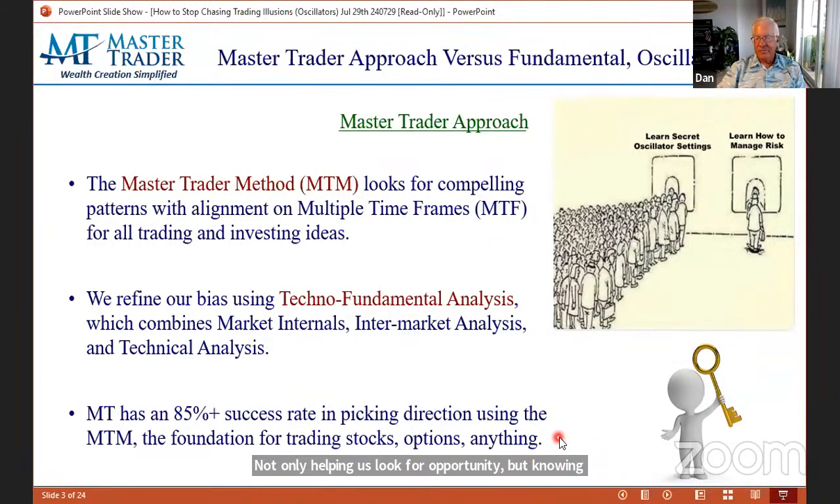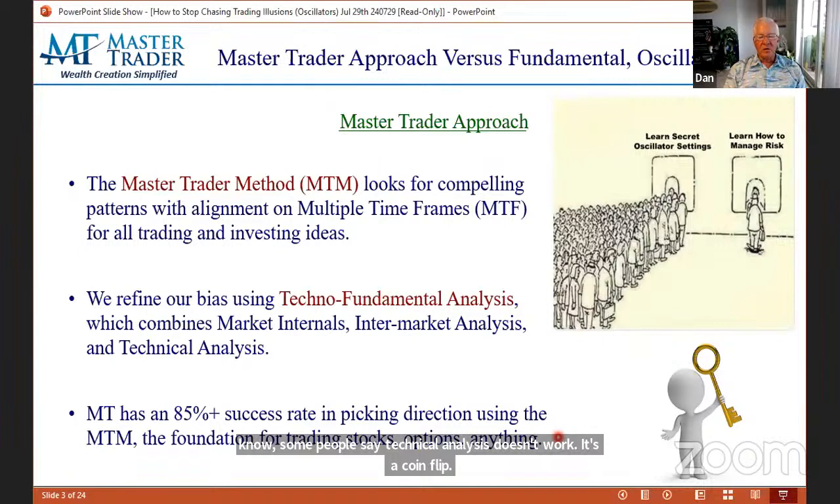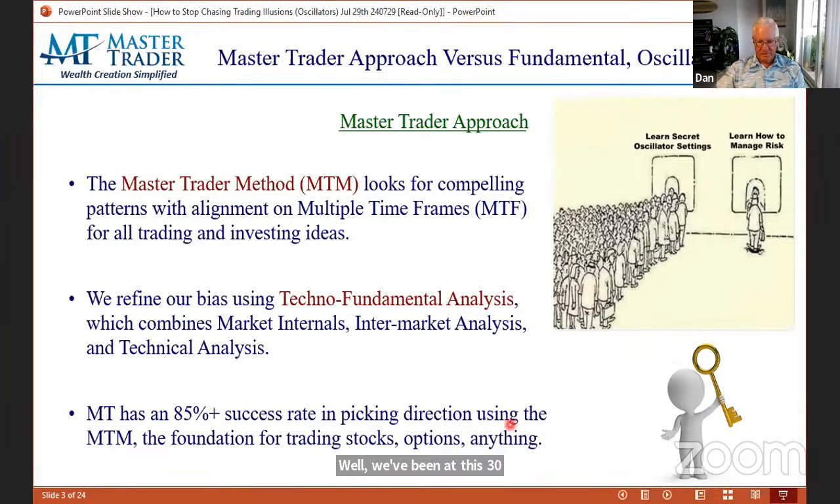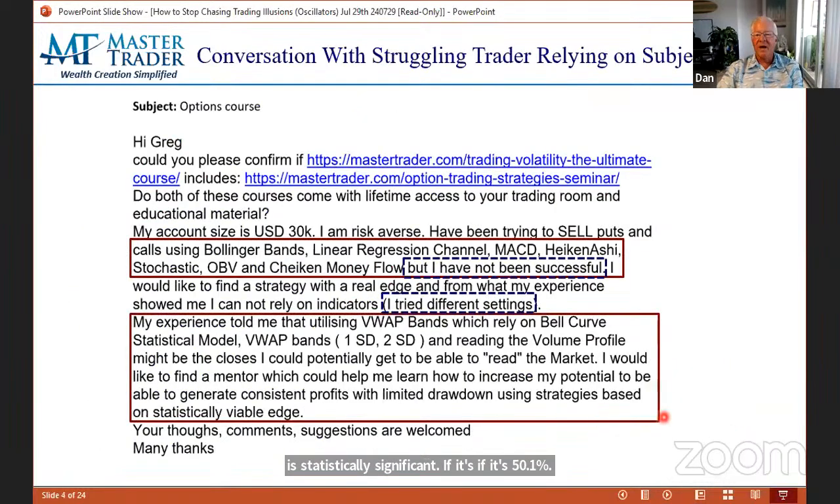Some people say technical analysis doesn't work, it's a coin flip. Well, we've been at this 30 years and we have an 85% plus success rate in applying our approach. Something is statistically significant if it's 50.1%. So those are just non-believers.